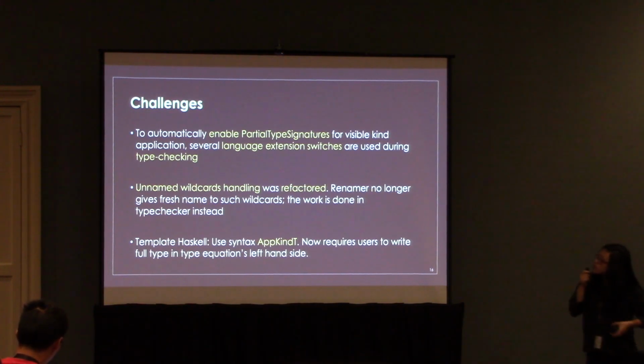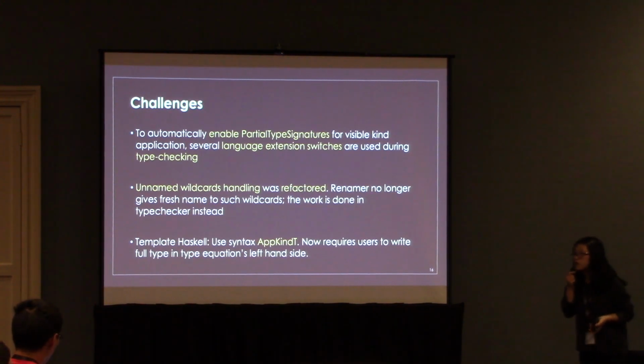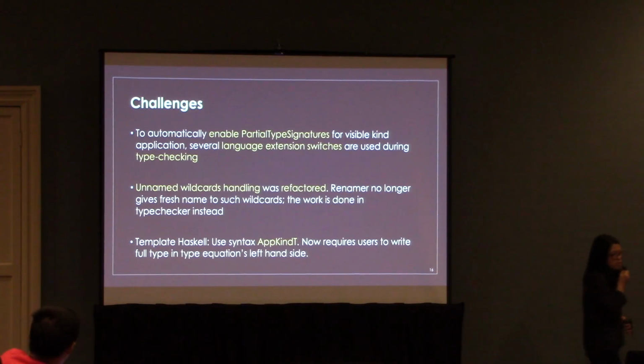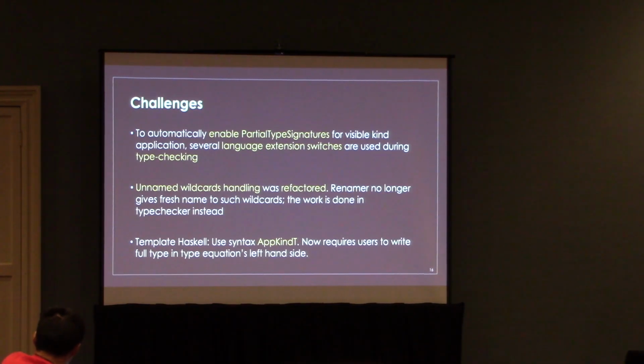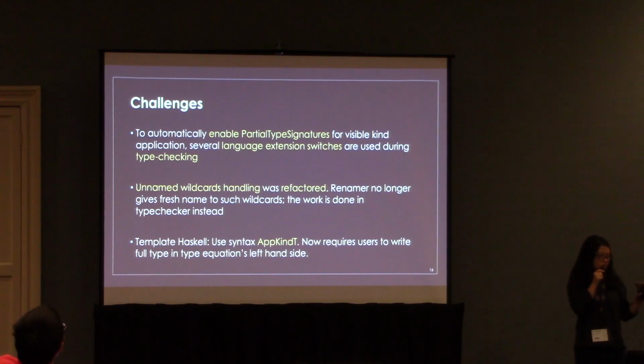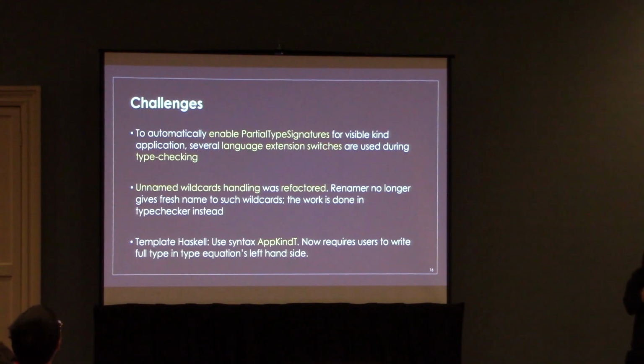And I want to talk about some of the challenges. So in order to automatically enable partial type signatures for visible kind application, I had to use several language extension switches. Basically, I switch, oh, this is where partial type signatures are used, and this is where it's not. During type checking, I would like to fix it if I have some time, but I also don't know of any alternative right now, so I just leave it at that.